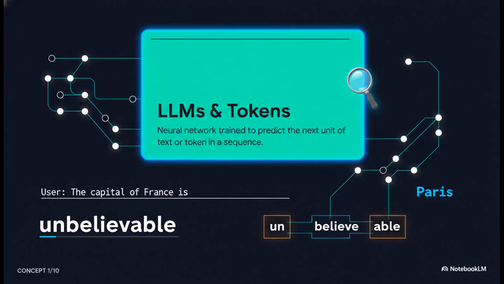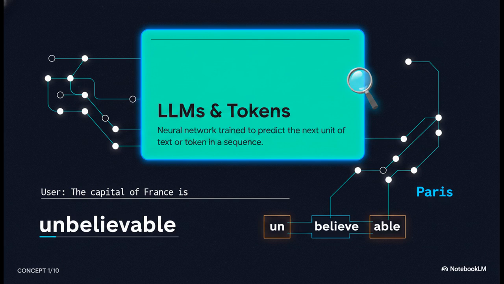Concept 1 is LLMs and tokens. Whether you're building with ChatGPT, Claude, or Gemini, they all share this exact same base architecture. A large language model is basically a massive neural network trained to do one deceptively simple thing: predict the next unit of text. So you type, "The capital of France is," and it predicts Paris.